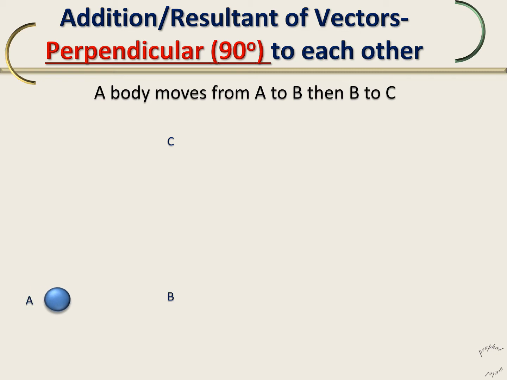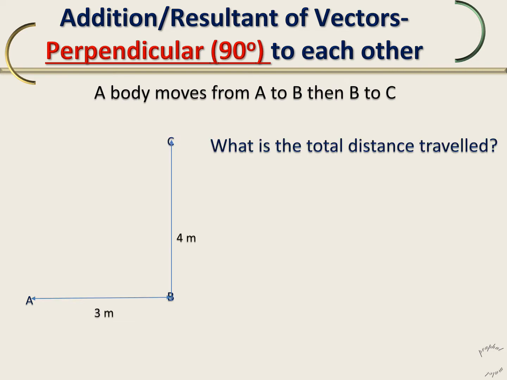It's going from A to B, then B to C. Let's take the distance A to B as 3 meter and B to C as 4 meter. The total distance traveled by the body: remember, distance is a scalar quantity. So you don't have to care whether it has moved towards the east or north. You just need to add the values. 3 plus 4, you get 7 meter.